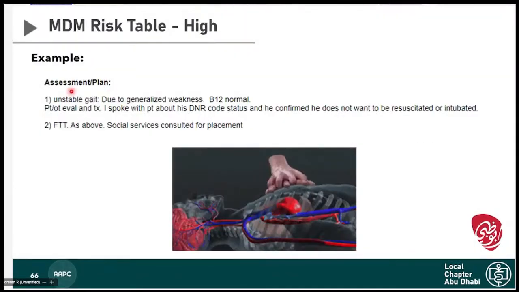Here is the example. In that example, assessment and plan: patient having unstable gait and FTT also due to generalized weakness, and B12 is normal. PT/OT evaluation and treatment. I spoke with the patient about his DNR status and he confirmed he does not want to be resuscitated or intubated. Here the patient agreed they do not want any CPR and all. So this type of document we can consider for the high level category.